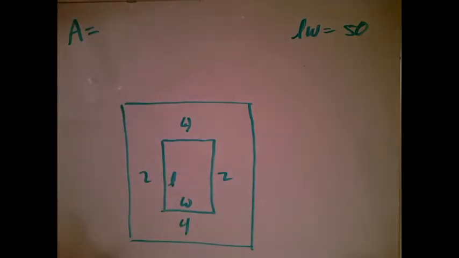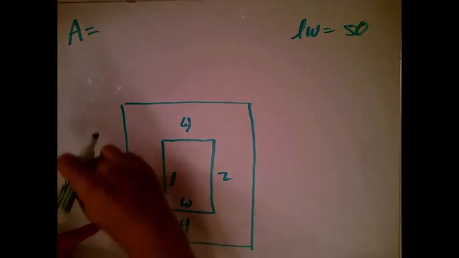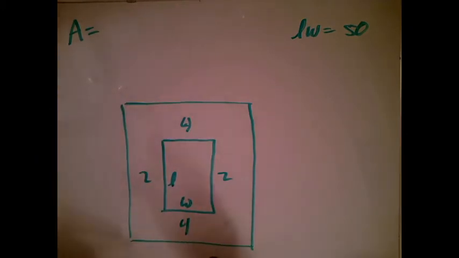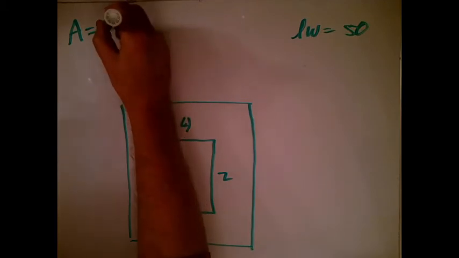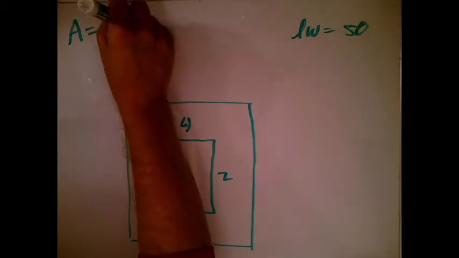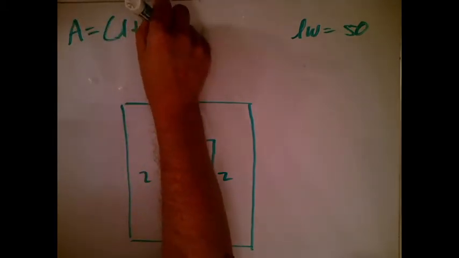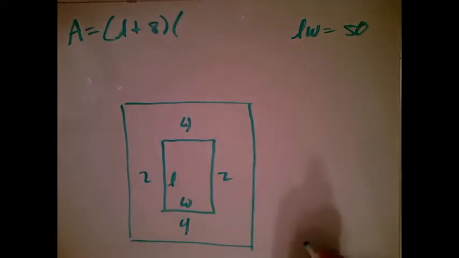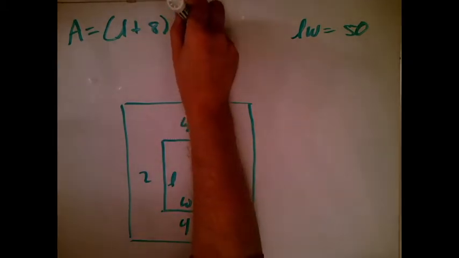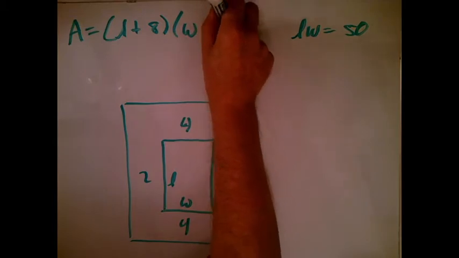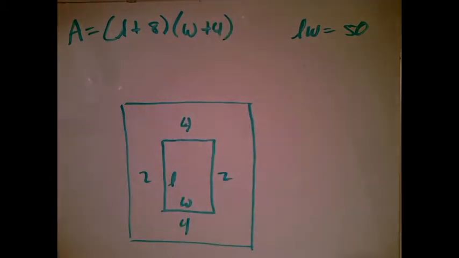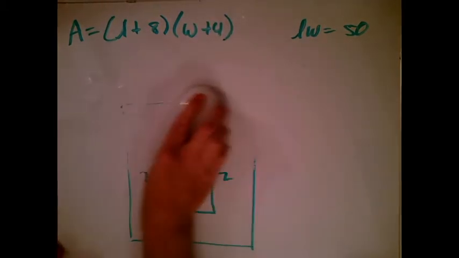Now what do I need? It's not going to be L times W. It's going to be this full length times this full width. This full length is L plus 8, so I'll put a little L plus 8 right there. The full width is going to be W plus 4. And that's the function that we're trying to optimize. So once I have that, I'm not going to need the picture anymore, I think.